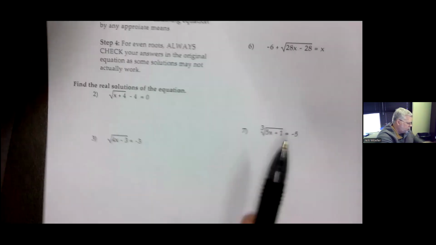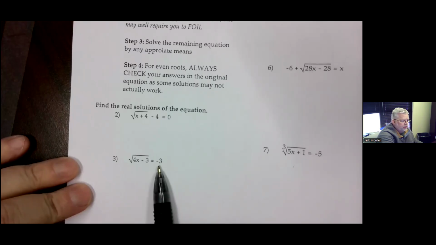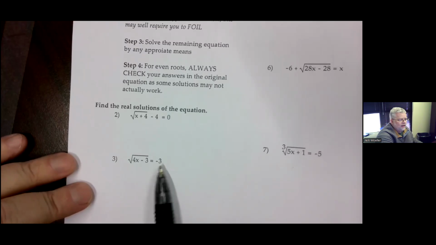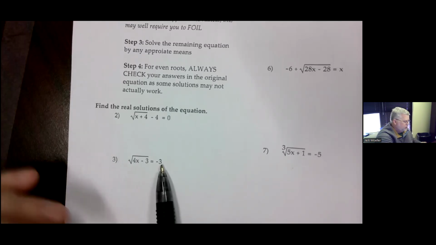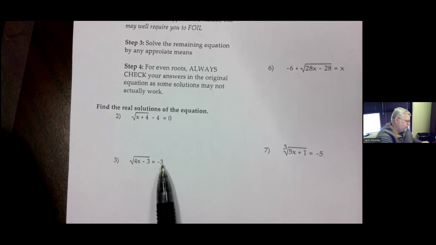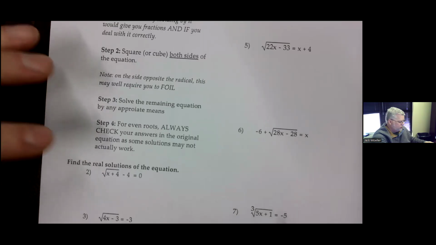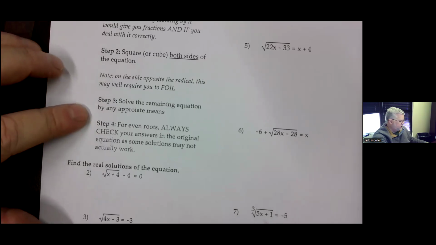But if you're squaring both sides, let's look at this one. When you square a -3, it's not going to be plus or minus. It's going to be a positive 9. Anytime you square a number, it's always going to be positive. We're talking real numbers. So we don't need the plus or minus when we're squaring both sides, just when we're square rooting both sides. And then, like I said, once you square both sides and get rid of the square root, you're going to solve it as necessary.